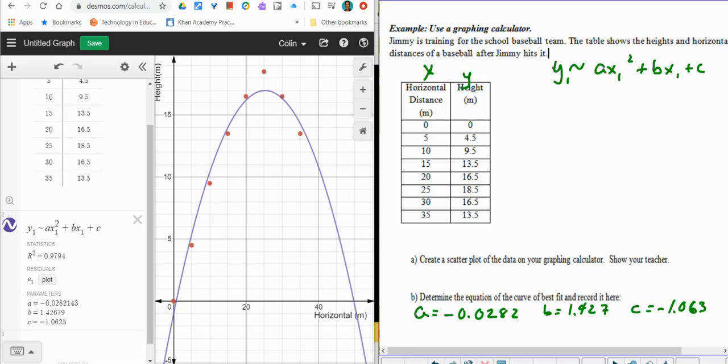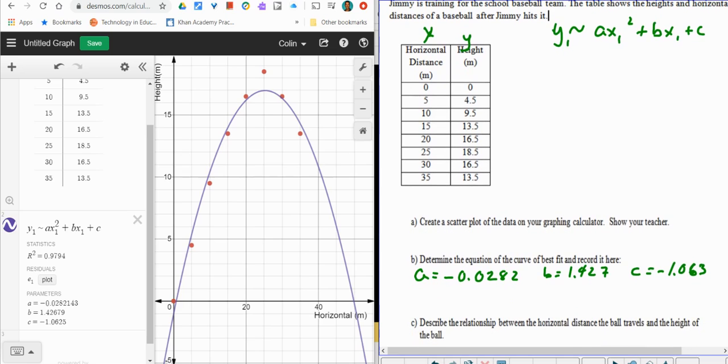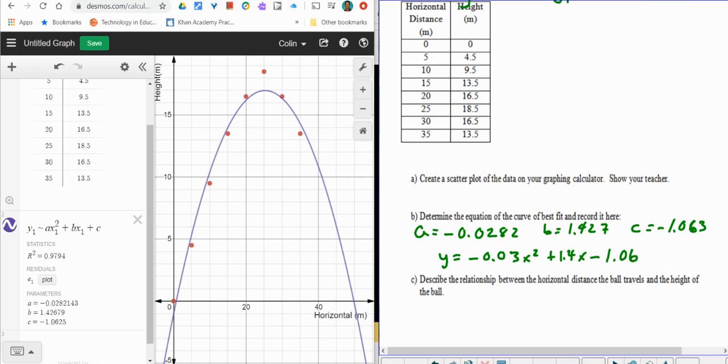Okay, so then we know our equation. Our equation is y equals negative 0.03x squared plus 1.4x plus, no, can't be plus, it's negative, 0.06. Okay, so there you go.